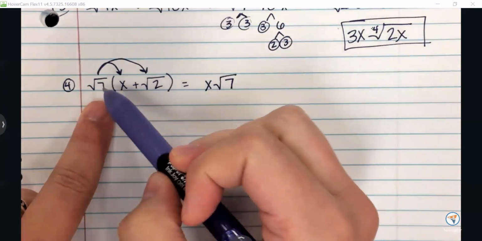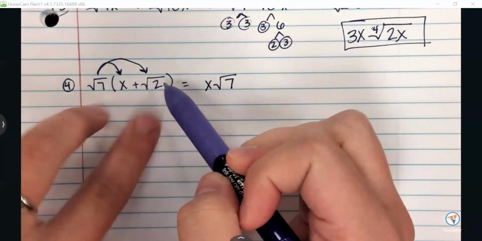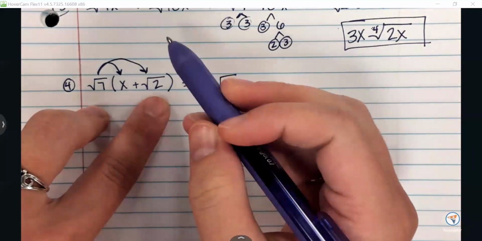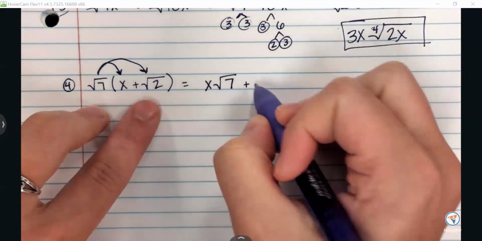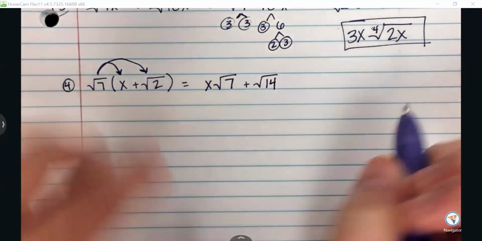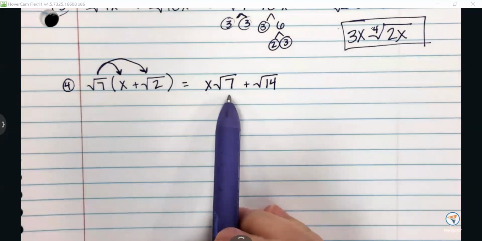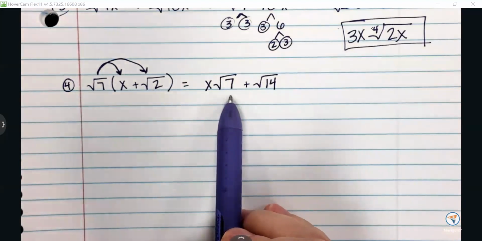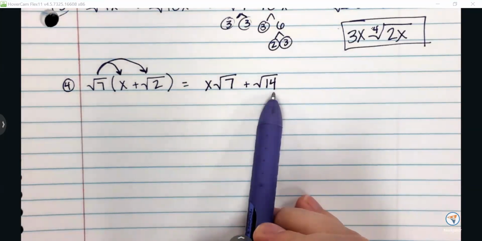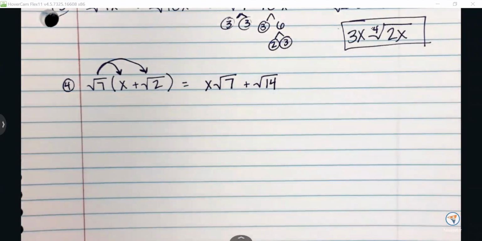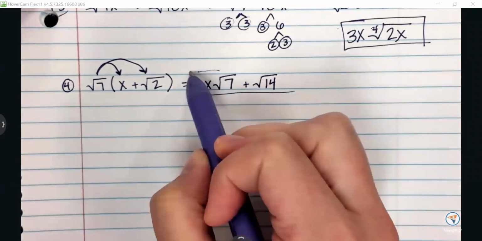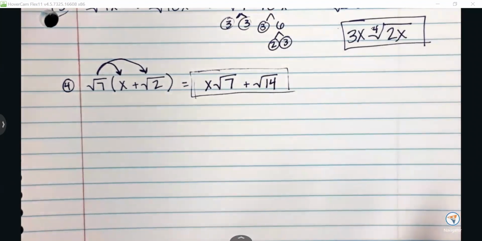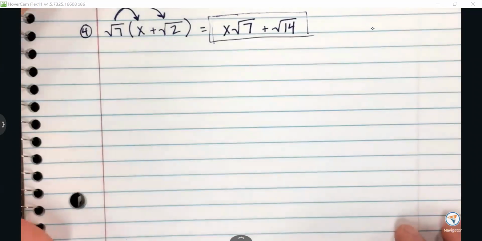Can I actually multiply square root of 7 times square root of 2? Yes, because they're both inside the radical. So I'd be plus the square root of 14. Can square root 7 break down? Can square root 14 break down? No. 2 times 7, is that anything? No. So this would be my final answer. Okay.